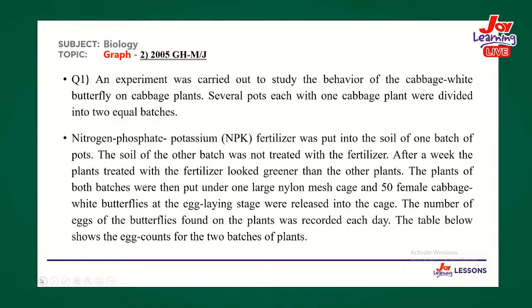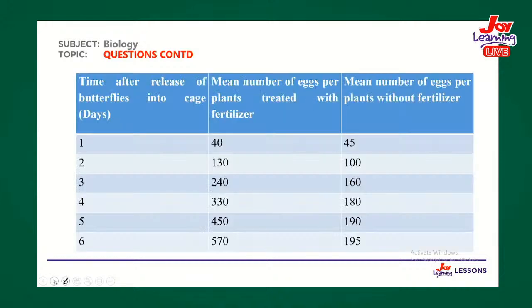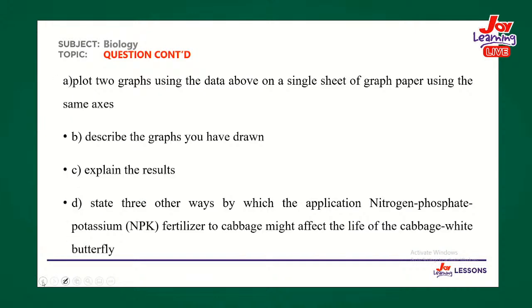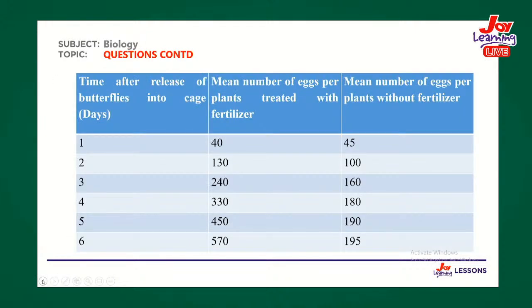butterflies at the egg laying stage were released into the cage. The number of eggs of the butterflies found on the plants was recorded each day. The table below shows the egg count for the two batches of plants. So this is how the question will come. Remember, identify which one is the independent variable or factor and the dependent variables.